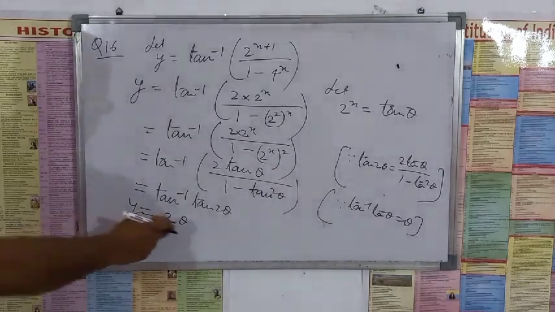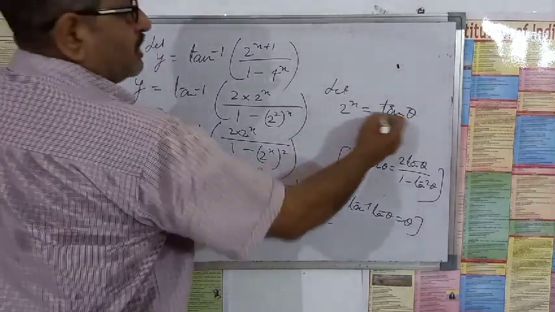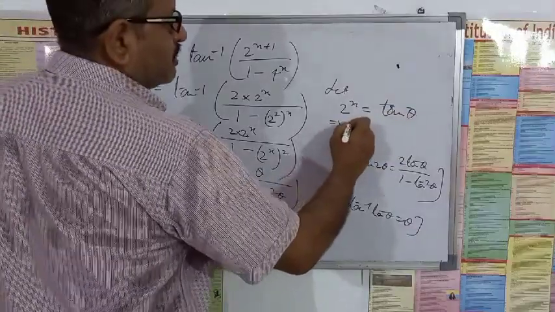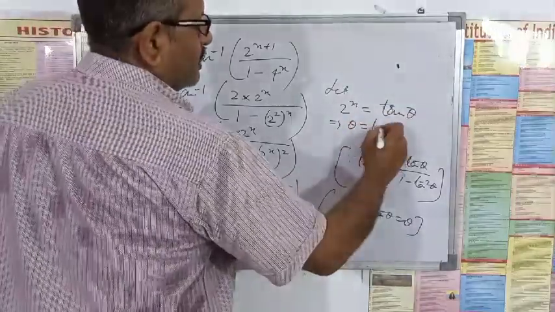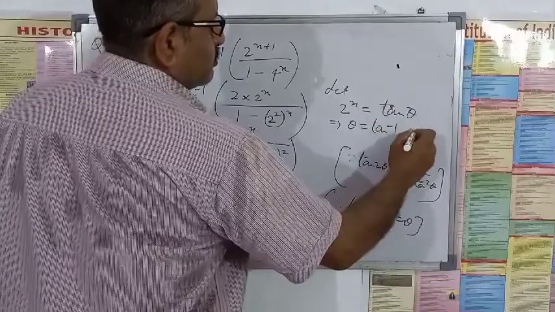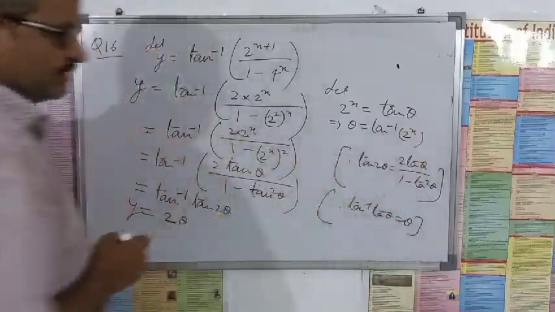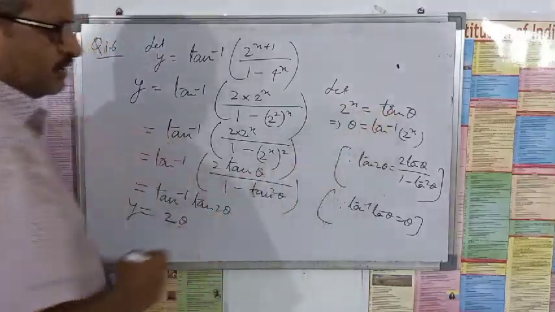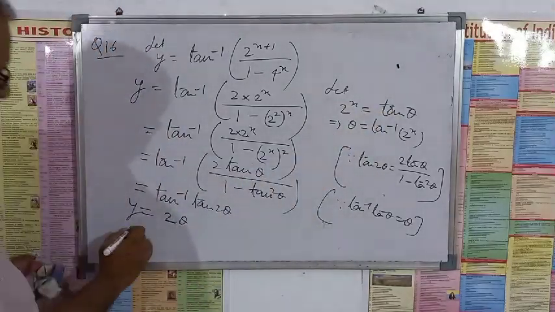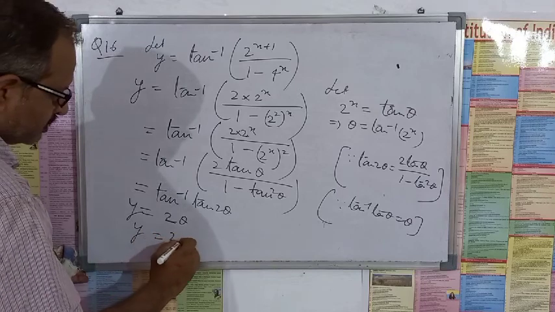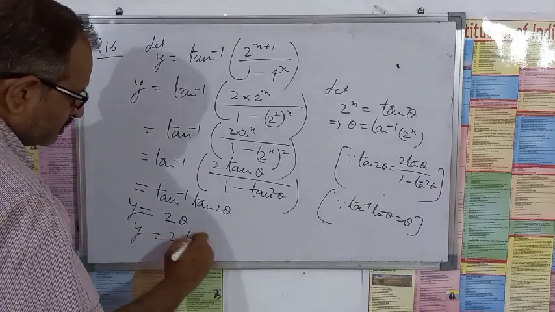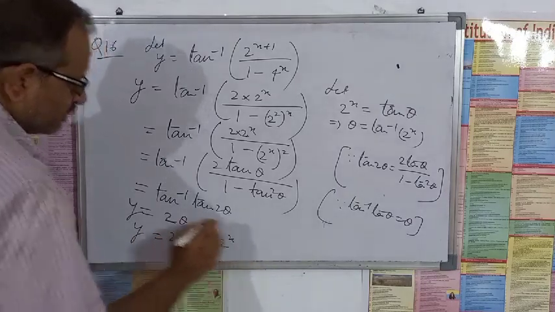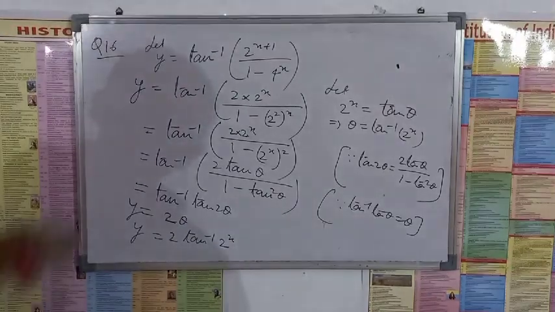Now we have to put the value of theta here. So what will be the theta value? Theta will be tan inverse 2 to the power x. Tan theta is 2 to the power x, theta is tan inverse 2 to the power x. Right, here y is equal to 2 into tan inverse 2 to the power x.